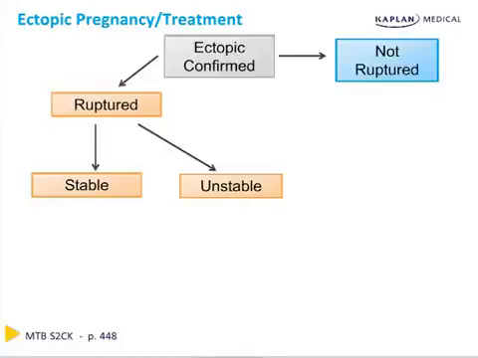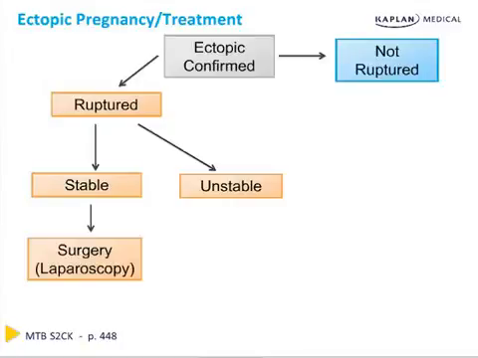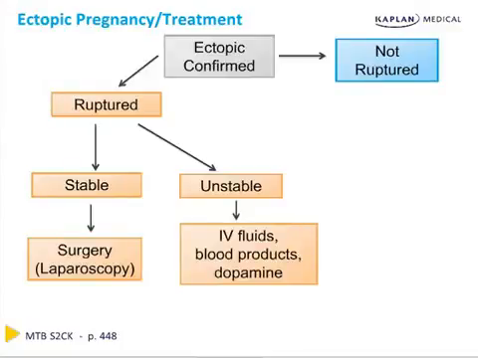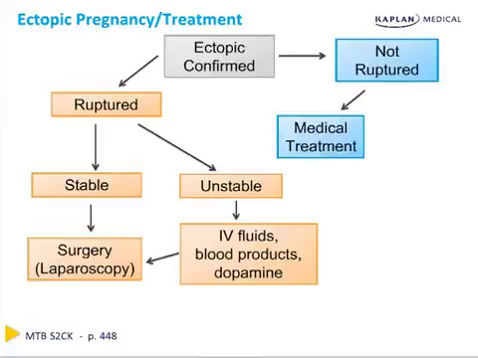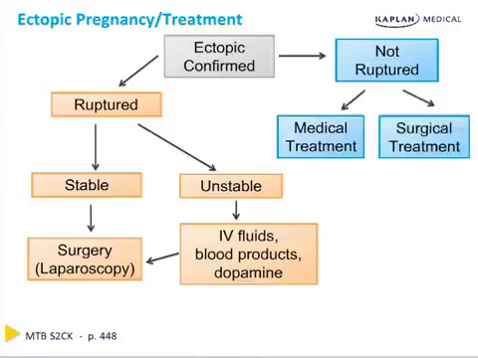Those that are stable may have peritoneal signs on physical exam, but no hemodynamic instability, and they can be taken to surgery via laparoscopy or laparotomy. If the patient is unstable, the Step 2 exam will let you know by changes in their vital signs, and answers to the questions should include resuscitation with IV fluids, blood products, or pressors if necessary, followed by surgery. If the pregnancy is not ruptured, medical or surgical treatment can be offered to the patient.